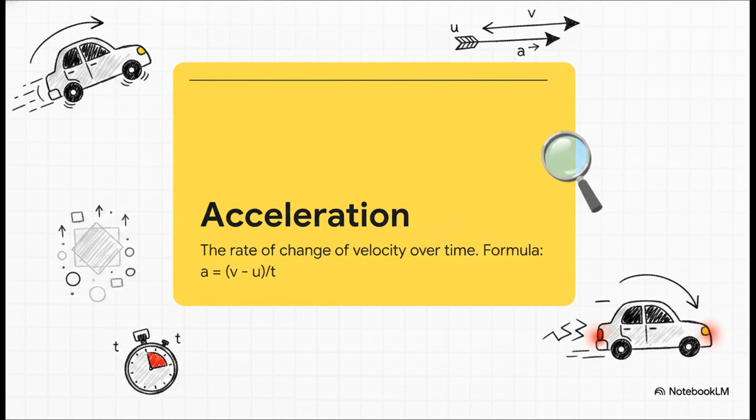Also, remember, if an object is slowing down, that means the final velocity is lower than the initial, which gives you a negative acceleration. In physics, we call this retardation. A super common exam mistake is forgetting to add that negative sign for retardation, so definitely watch out for that.